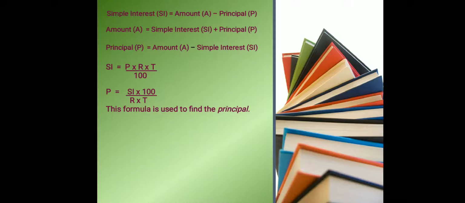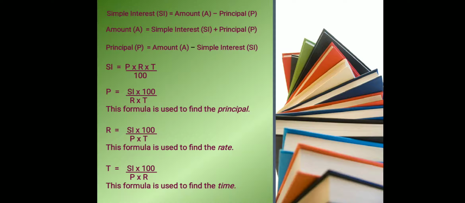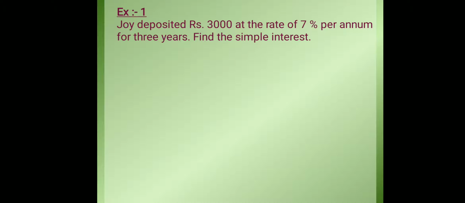This formula is used to find the principal. R is equal to SI multiplied by 100 divided by P into T. This formula is used to find the rate. And T, that means time, is equal to SI multiplied by 100 divided by P into R. This formula is used to find the time. Let us discuss all of this through examples.